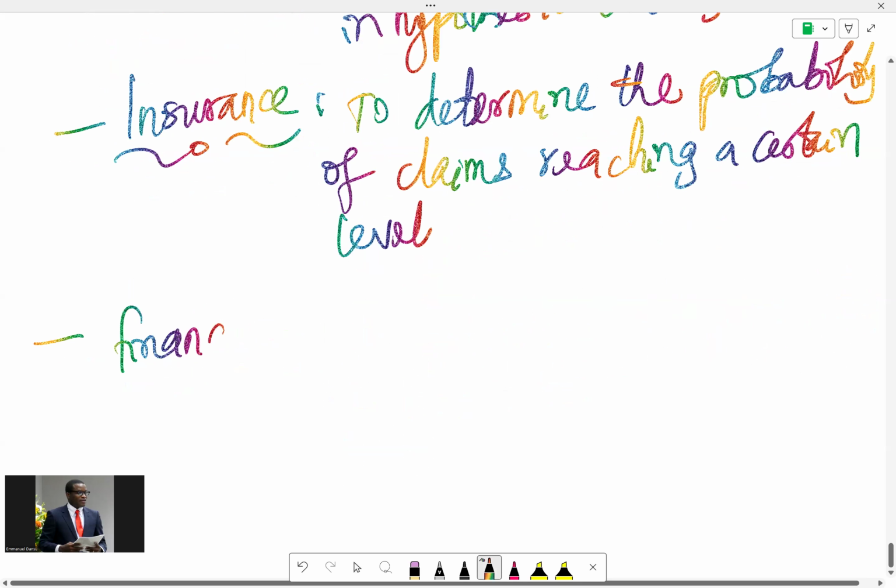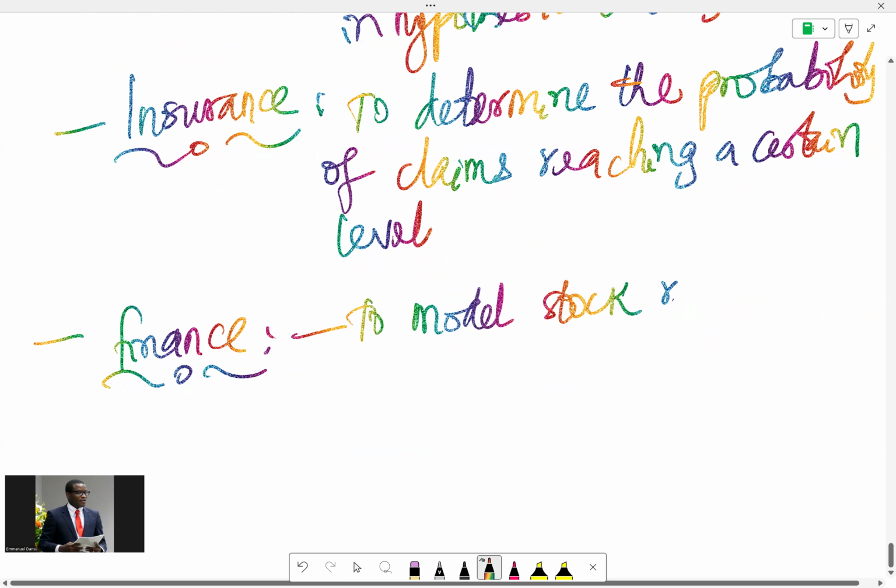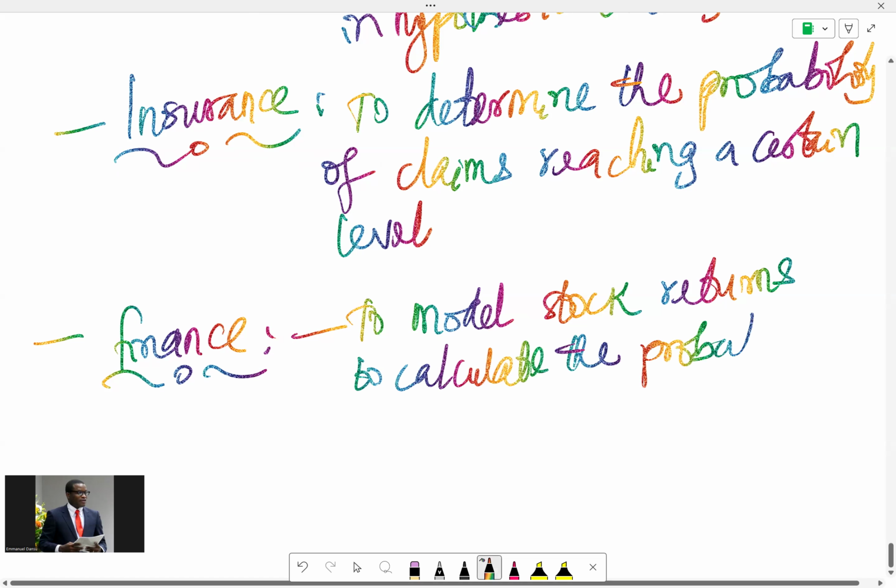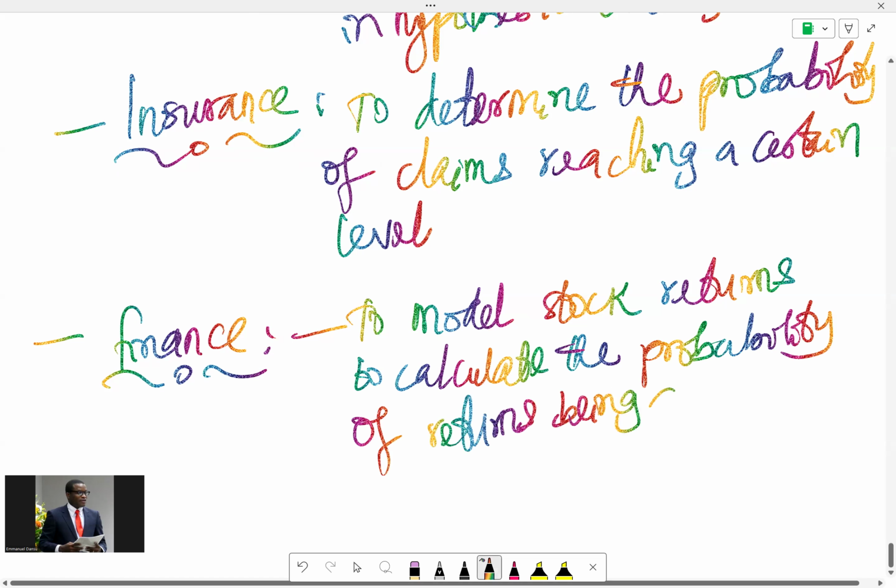And it's of course useful in finance. In finance, it is used to model stock returns, to calculate the probability of returns being above or below a certain threshold.